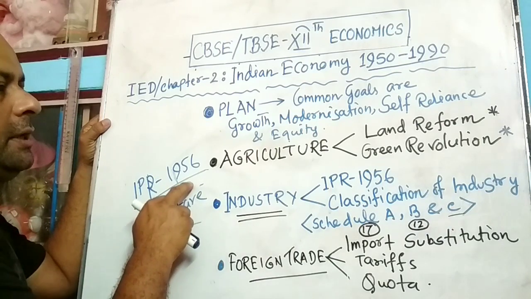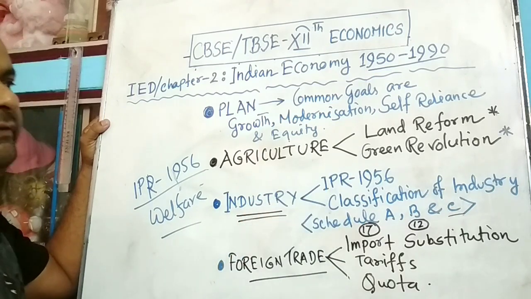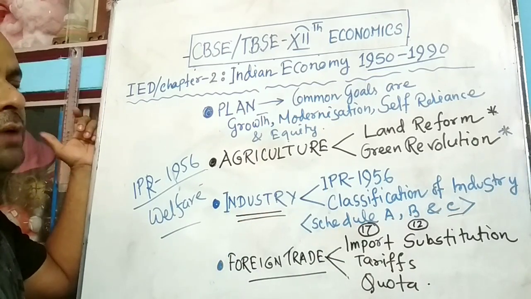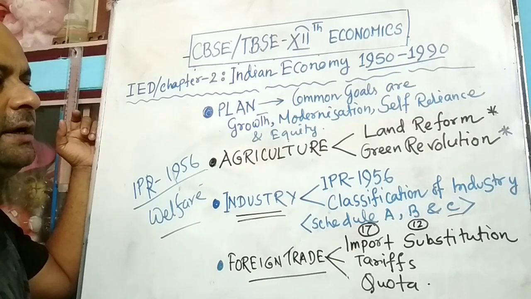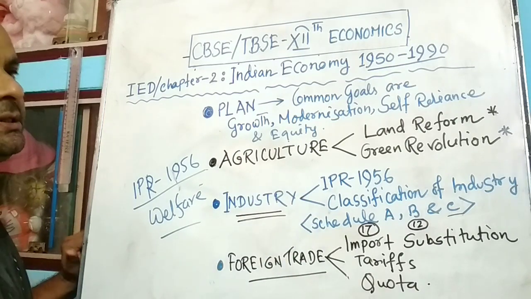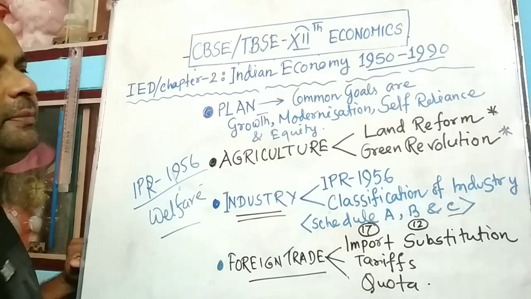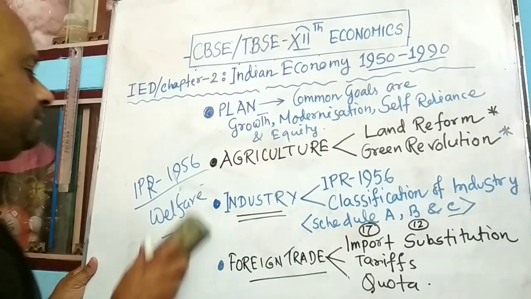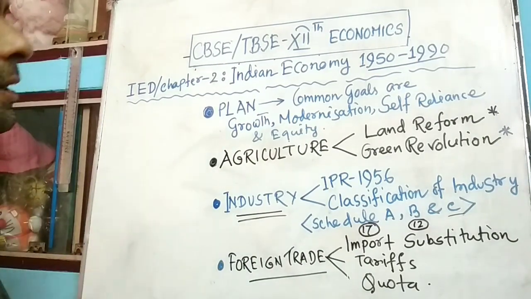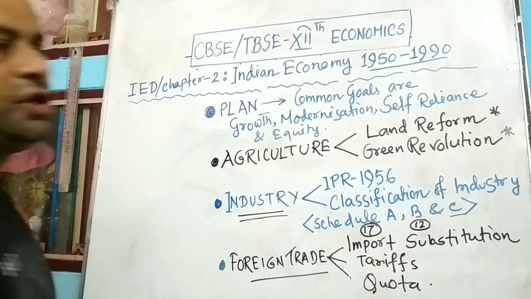So government used to keep all the heavy industries with themselves in the IPR 1956. Earlier also, one resolution act was done in 1948 or 51, but this was abolished in 1956, and a new industrial policy resolution act was adopted in 1956. Secondly, government used to classify the industries in 3 categories: Schedule A, Schedule B and Schedule C.